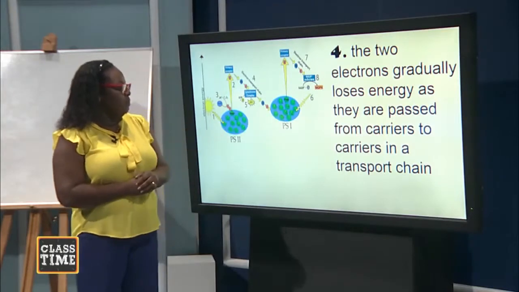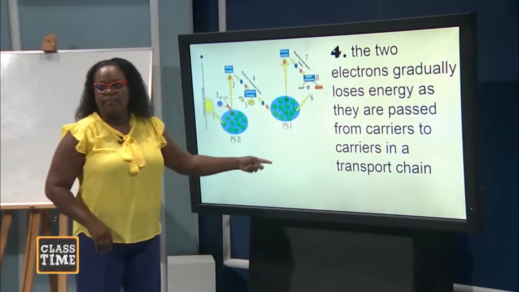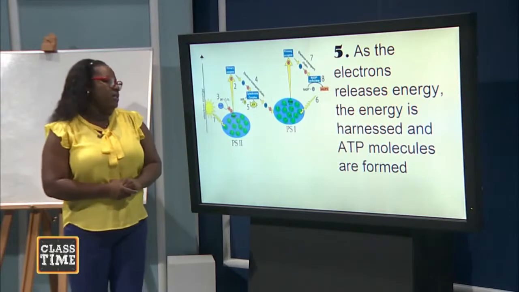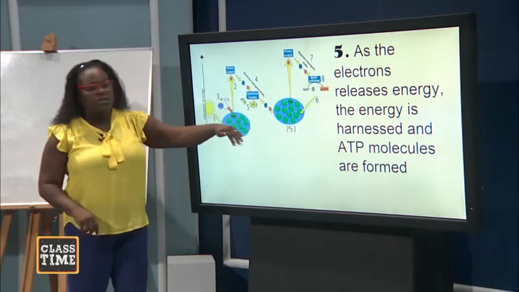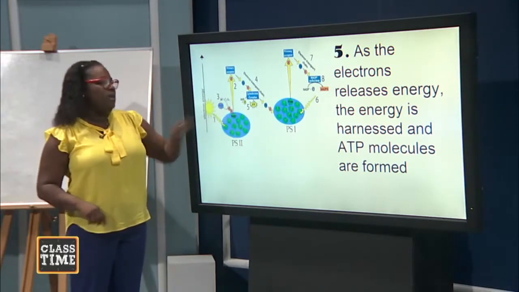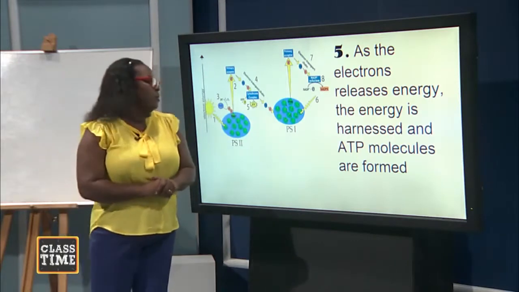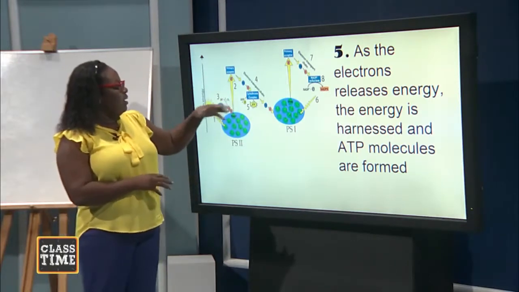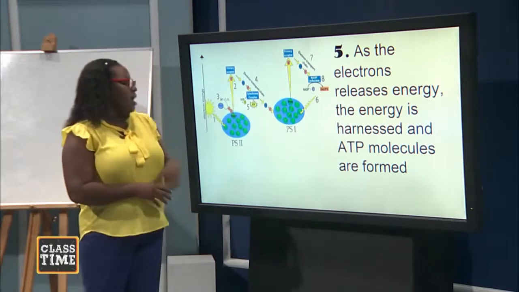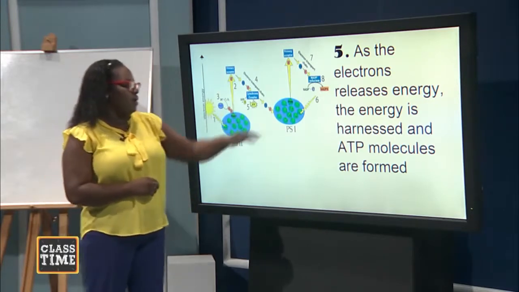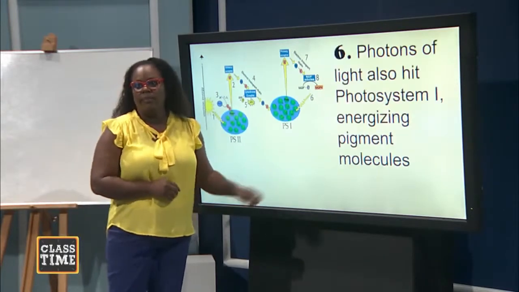Now, the electrons that left PS2 are carried along a series of electron transport, and then eventually go towards PS1. Then what happens next is that during the transportation of the 2 electrons, ATP molecules will be made from the energy that is released as the electrons make their way towards PS1.